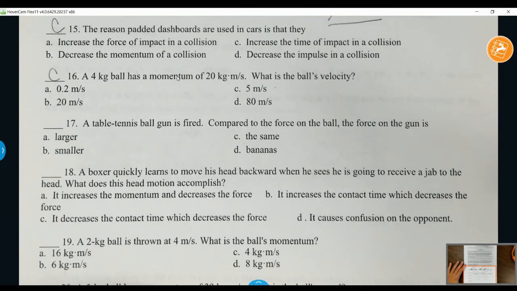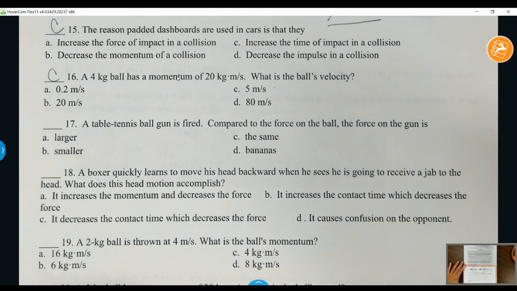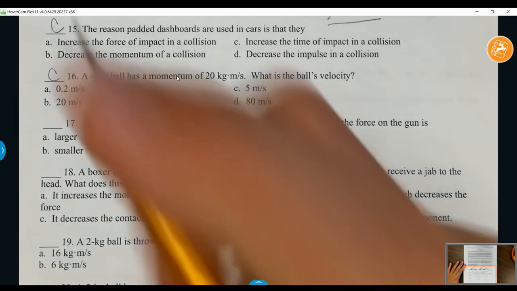A table tennis ball gun is fired. Compared to the force on the ball, the force on the gun is the what? It's going to be the same. It's going to be the same here.